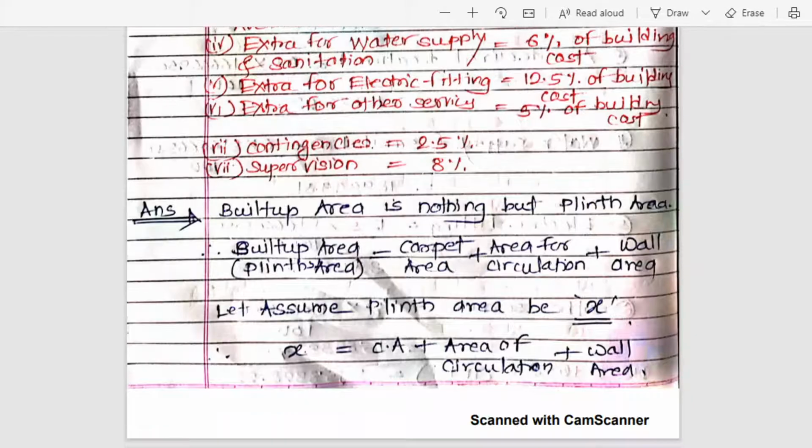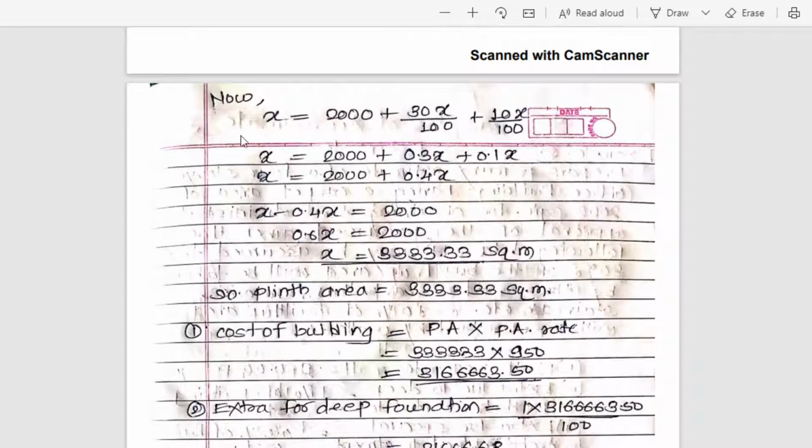Here, x is equal to carpet area, they have given 2000, plus 30% of the built up area, that is x. It is for your circulation purpose. So we calculate 30 into x divided by 100, and 10% of your built up area for a wall means 10x divided by 100. So the equation becomes x is equal to 2000 plus 0.3x plus 0.1x. Okay, so x is equal to 2000 plus 0.4x.